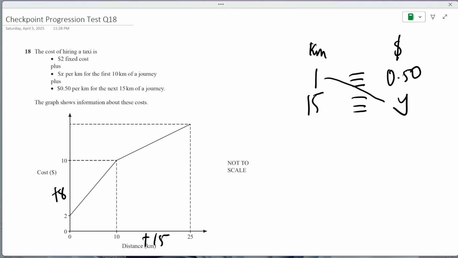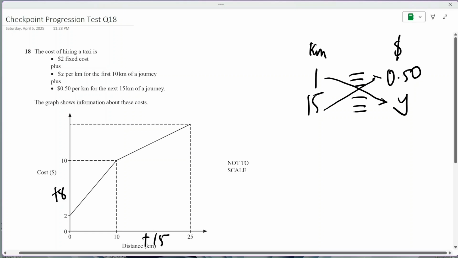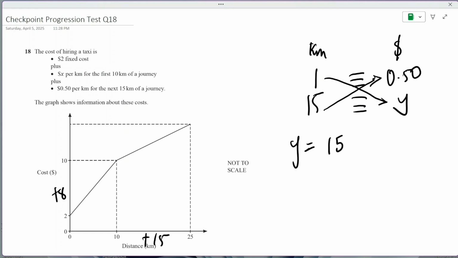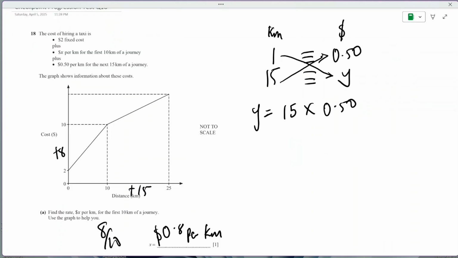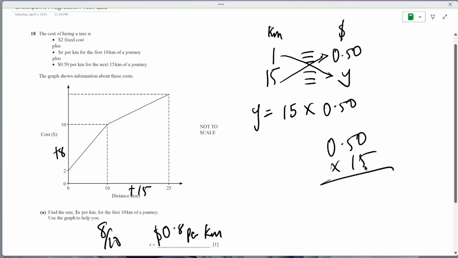We have 1 times Y and 15 times 0.50. 1 times Y is Y. Then on the other side, you have 15 times 0.50. You can multiply, you have 0.50 times 15. You can put the 15 at the base, since you're not allowed to use a calculator, remember.